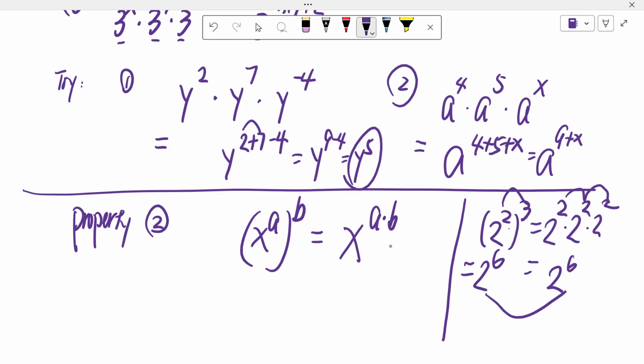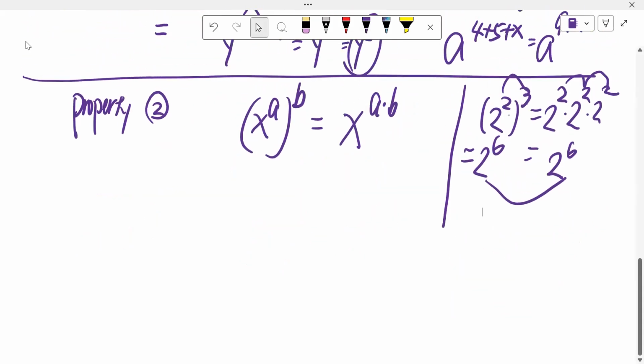This is how you approach and interpret this using a real-world example, using numbers. Okay, any question about this?